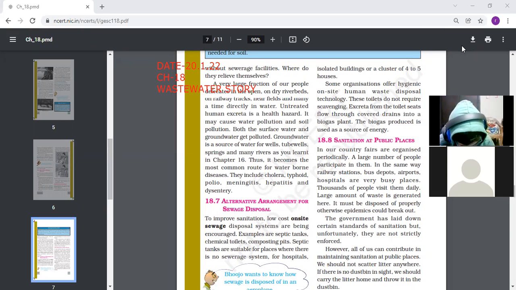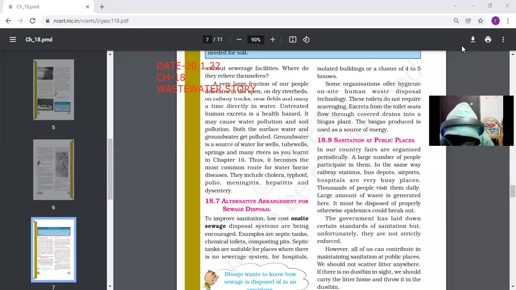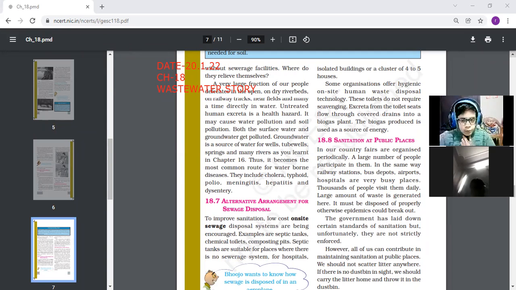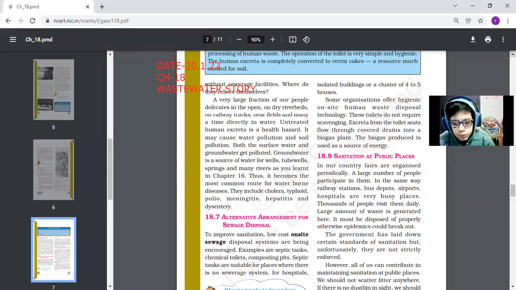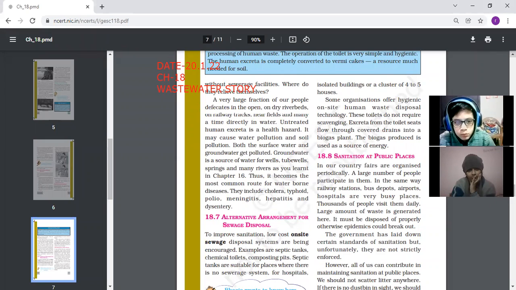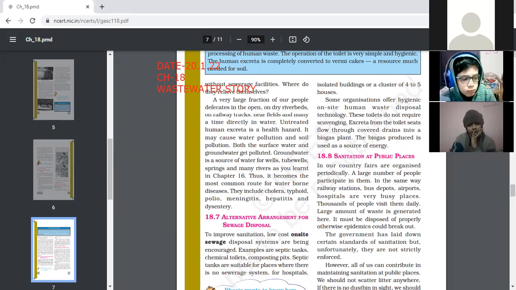So today we'll continue with chapter number 18, Wastewater Story. We had already started this chapter. Yesterday we discussed the WWTP, the wastewater treatment plant, where wastewater collected from our homes, hospitals and industries is cleaned. Afterwards it is released into rivers, seas and the ground, and naturally that water gets clear. Next we were talking about sanitation. If sanitation is poor, it is not good. We can complain to the municipal committee, and we need to take care of many things as good citizens.